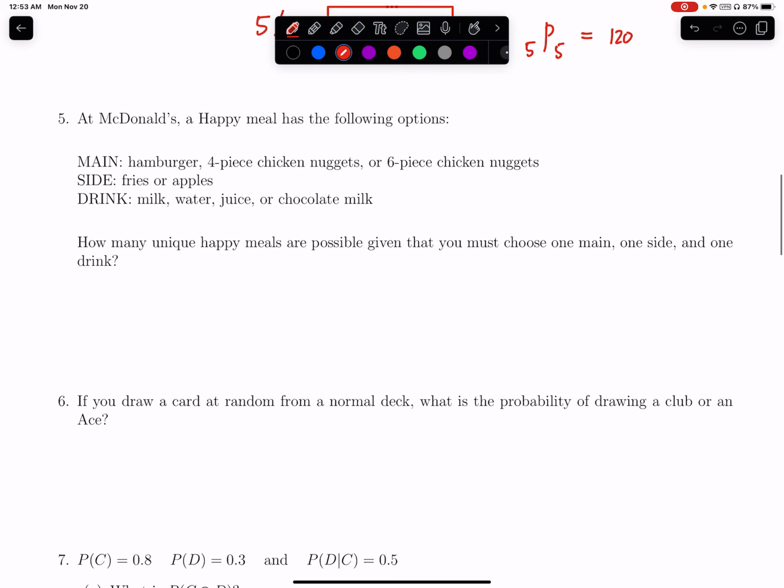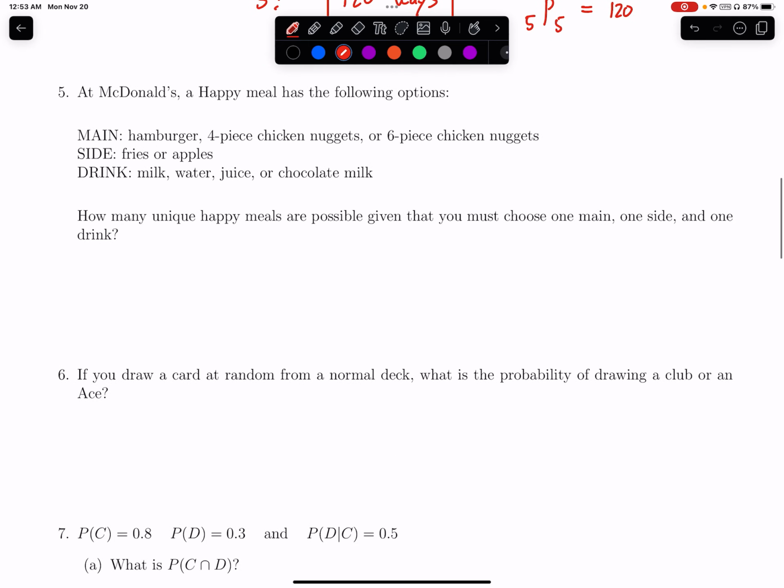All right, number 5 says, at McDonald's, a Happy Meal has the following options. Hamburger, 4-piece chicken nugget, or 6-piece. I'm sorry, 6-piece. I can't read. I was thinking the number of options that equates to. So hamburger, 4-piece, 6-piece. Those are 3 different options, right?